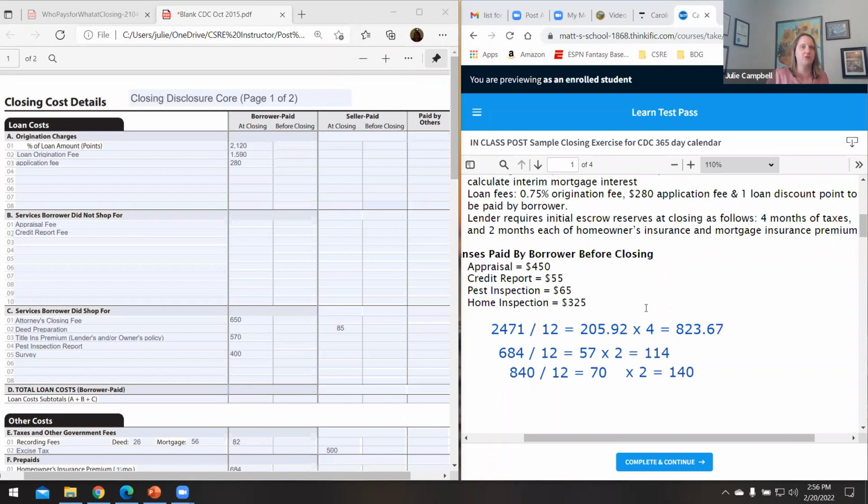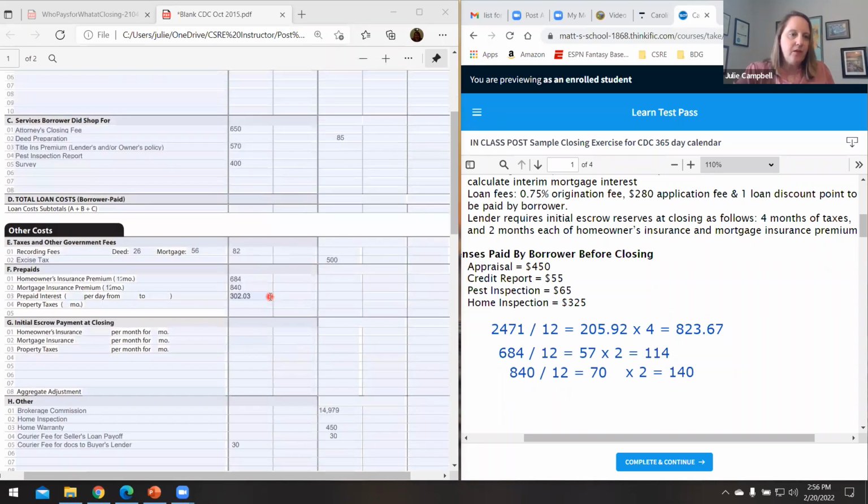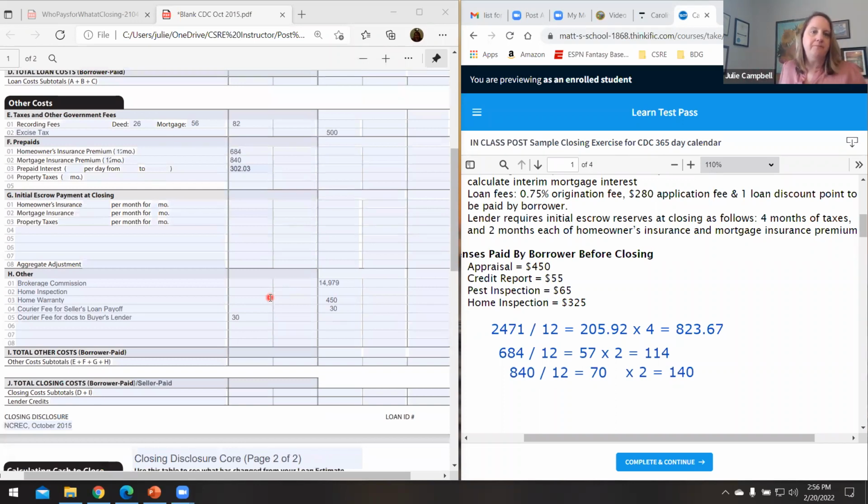I took annual divided by 12 to get monthly, and then times it by the number of months that the lender wants to collect. Still on page 1. If you look under G, initial escrow payment at closing. G is set aside for this initial escrow monies. So you got your homeowner's insurance, X amount per month for 4 months.